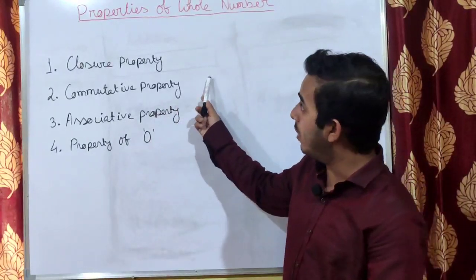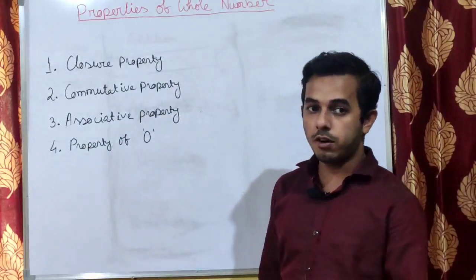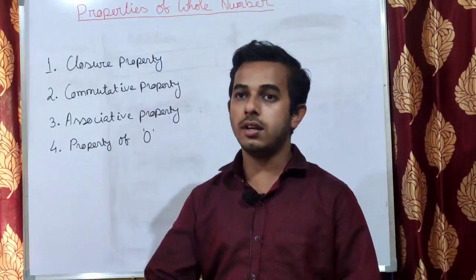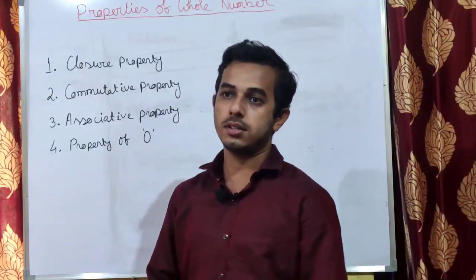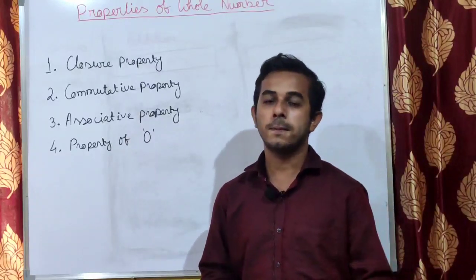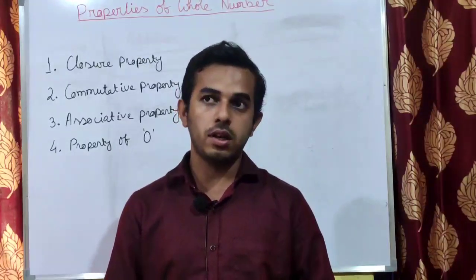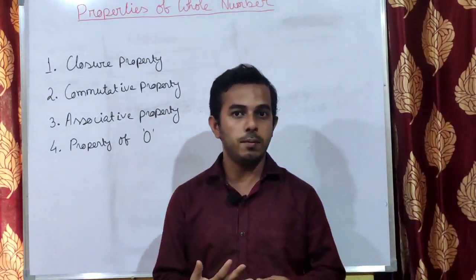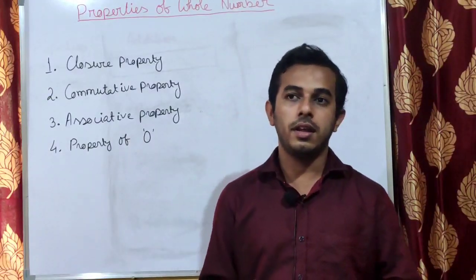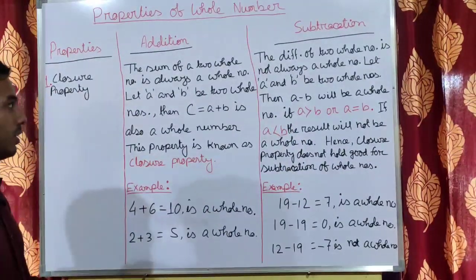That is closure property, commutative property, associative property, and property of zero, only for addition and subtraction. Next are multiplication and division, which we will solve in our next class. So before starting, let us recall what we discussed in our previous class: what a whole number is, the representation of whole numbers on the number line, then successor, predecessor, like this. So let's start with the first one, that is closure property.